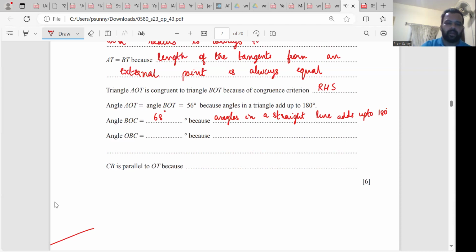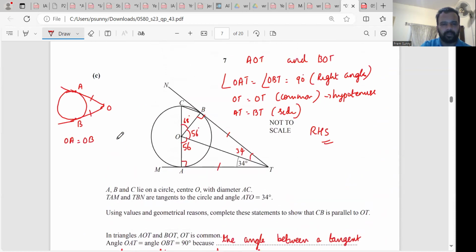Now we need to find out angle OBC. This is the angle that we need to find out. For this, what we can see here is OC is a radius of the circle. OB is also a radius of the circle. That means these two sides are equal. If two sides are equal, then the angles opposite to them are also equal. So angle C and angle B are equal.